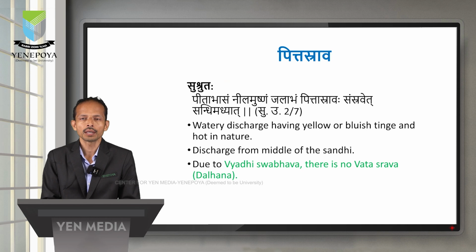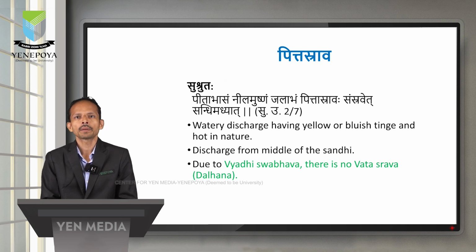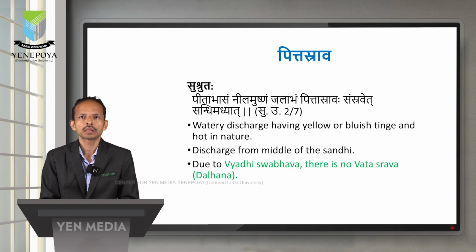It is of 4 types. First one is the Pitta Srava. Here: Pitabasam Neelamushnam Jalabam Pitta Srava Samsravet Sandhi Madhyat. Due to the Pitta Prakopa, there will be a thin watery discharge having a Pita Varna or yellowish color or Neela Varna, and Ushnam, the discharge will be somewhat hot in nature. This condition is called a Pitta Srava.